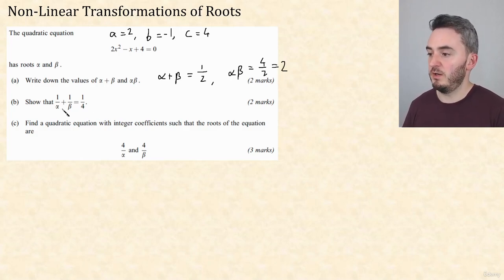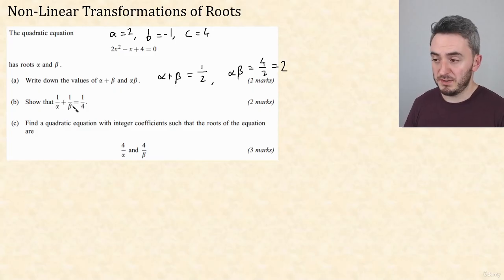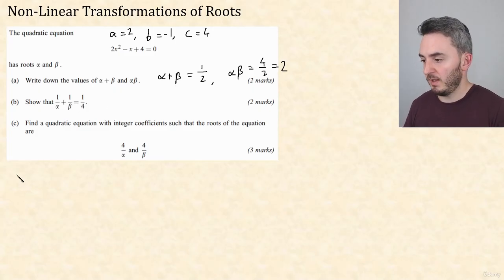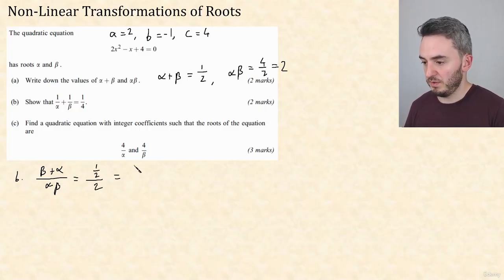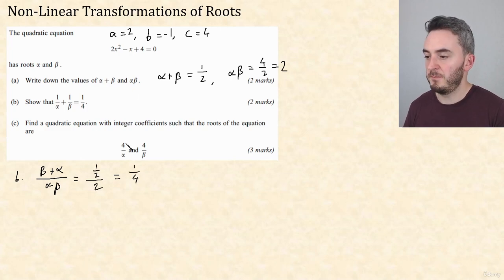Show that 1 over alpha plus 1 over beta is a quarter. Okay, well, I'll do that one down here. So 1 over alpha plus 1 over beta is beta plus alpha over alpha beta. Okay, well, we know those two values. Alpha plus beta is a half, and alpha beta is 2. And that's a quarter, and that one's done.